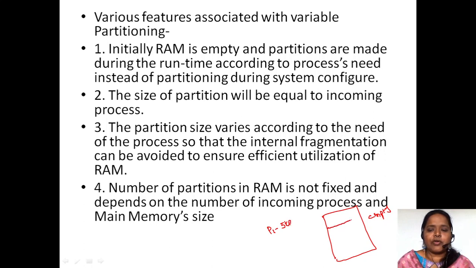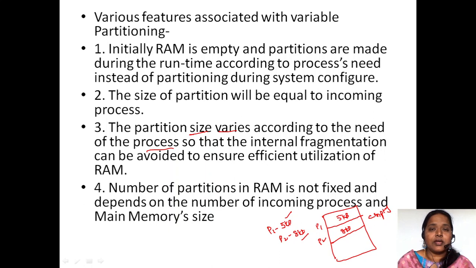So here we will make a partition of 5 KB for P1, and process P2 came. P2 says I need 8 KB of memory, so we do another partition of 8 KB for P2. Like this, at runtime we are going to do the partitions of the memory. So here we are completely eliminating the internal fragmentation. The partition size varies according to the need of the process. Here this process needs 5 KB of memory, this process needs 8 KB of memory.